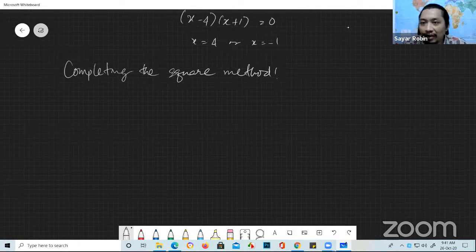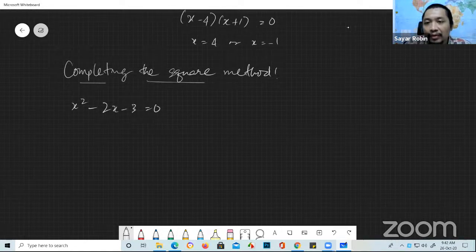The title is very clear. We have to complete the square. You have to understand from this point: complete the square to solve quadratic equations. For example, x squared minus 2x minus 3 equal to 0. Let's think about this equation. We won't use the cross method anymore, because now we are going to study the completing the square method.